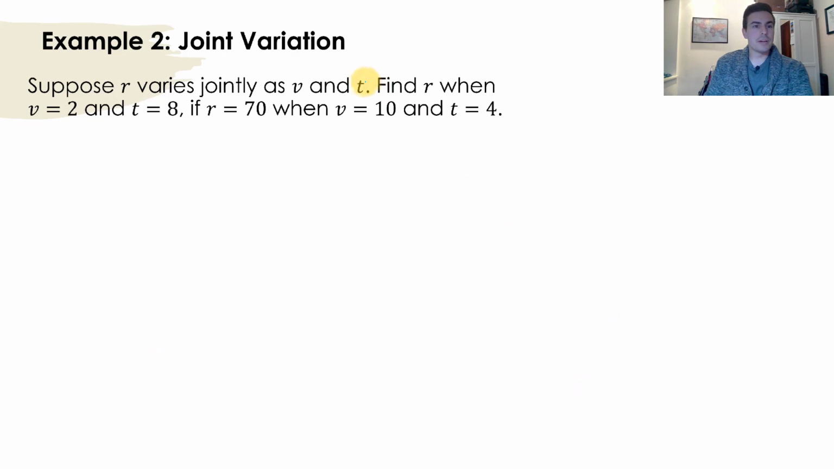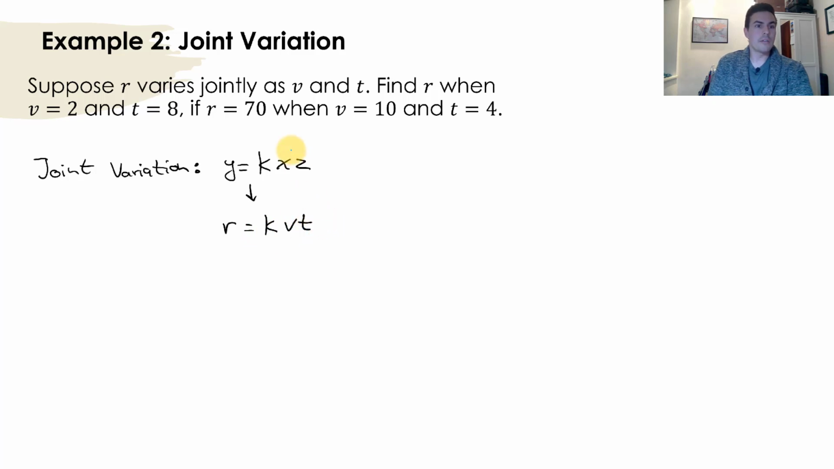Let's take a look at our joint variation. Suppose r varies jointly as v and t. So again, this does not always have to be x, y, and z. Okay, it can be whatever variables are in this relationship together. All right, so find r when v is equal to 2 and t equals 8, if r equals 70 when v equals 10 and t equals 4. So we're going to use our joint variation equation here because we have multiple variables that are affecting our final y value. Okay, but in this instance, we have an r that's equal to kvt.